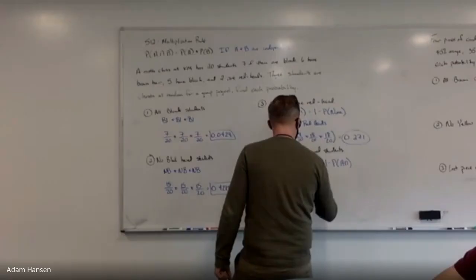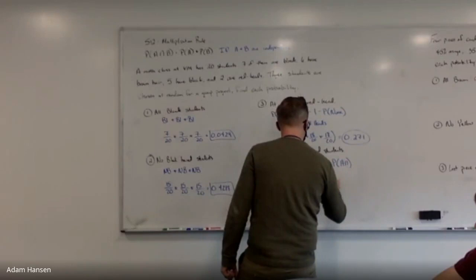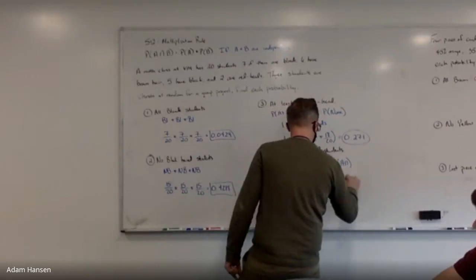1 minus all of them brown. I have how many brown-haired students? 6 out of 20, 3 different times.